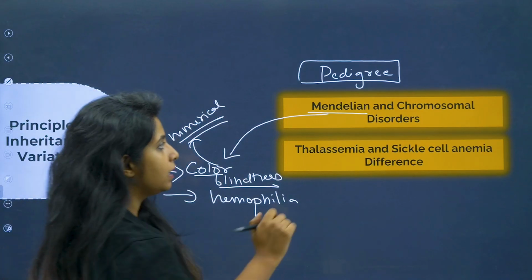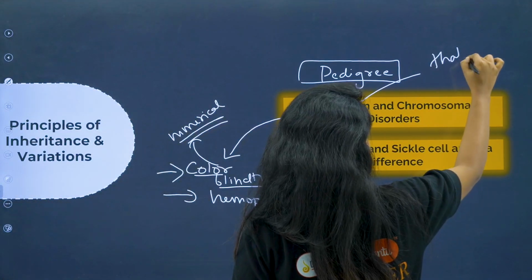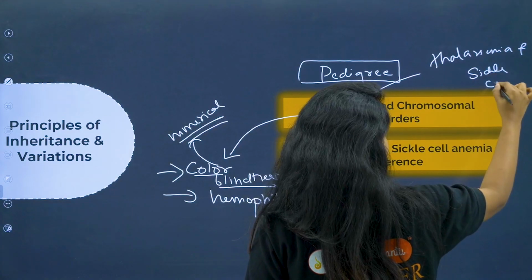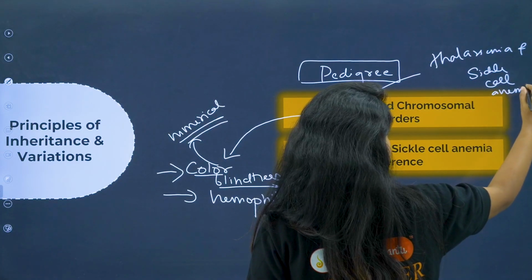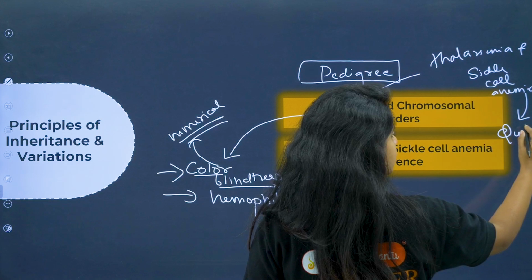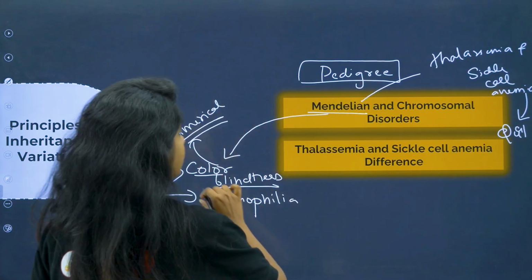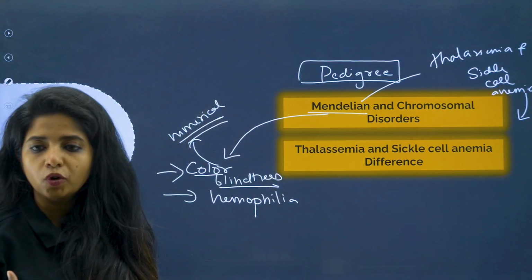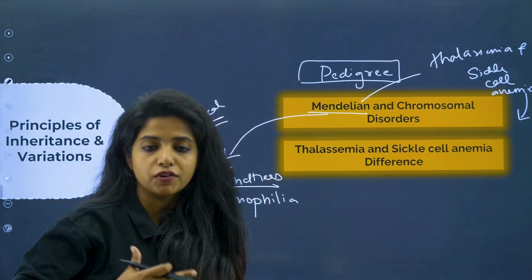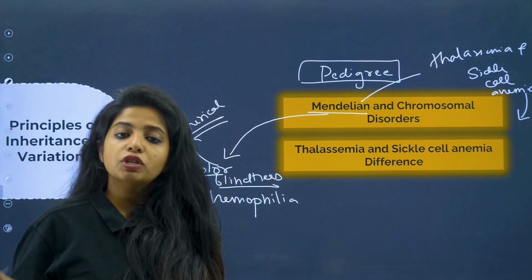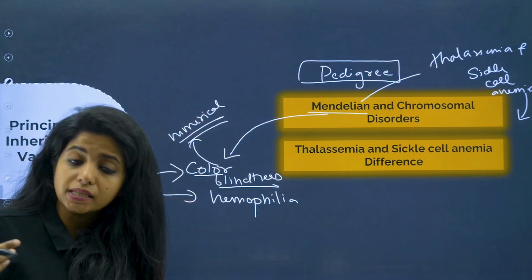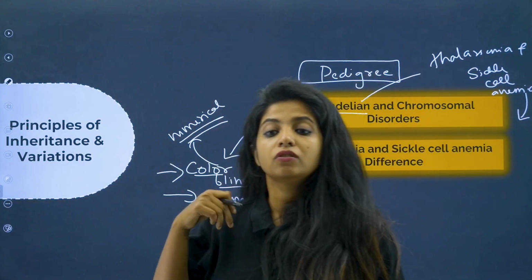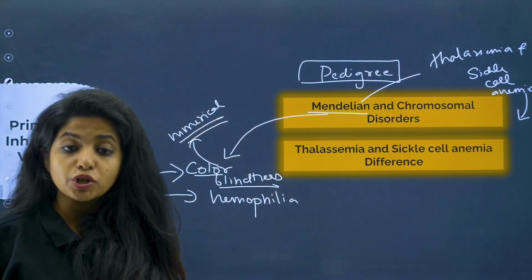Also in Mendelian you have thalassemia and sickle cell anemia. Sickle cell anemia is a qualitative disorder, my dear children. It messes up with the quality of hemoglobin. Thalassemia is a quantitative disorder. That question is usually asked, which one is qualitative, which one is quantitative. In sickle cell anemia, one particular base pair is being replaced. This is also an example of point mutation.